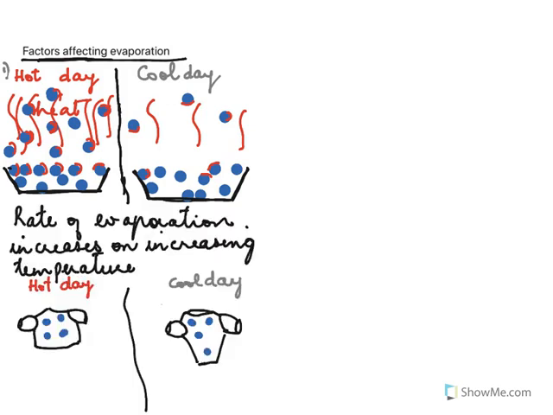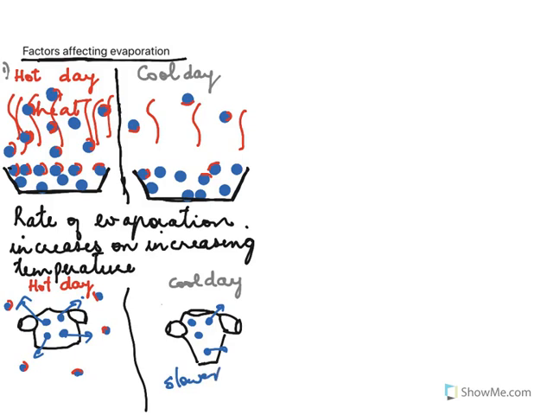Another example is when we put clothes to dry. On a hot day, we find the clothes dry faster. The water molecules leave the clothes much faster. And that's because there is high temperature and the water molecules find it easier to leave the clothes. So we've seen that evaporation takes place faster and the clothes will dry much faster. But on a cool day, there is less heat, and this evaporation from the clothes takes place slower.